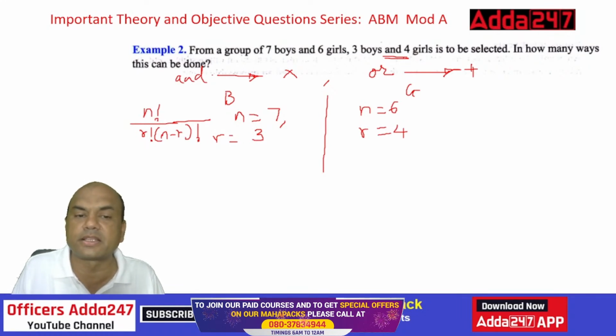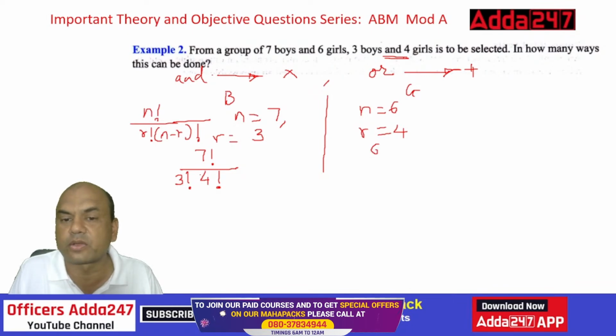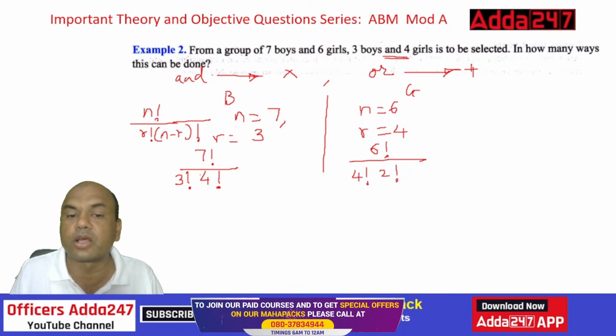So what is n factorial upon this? It will be like this: 7 factorial upon 3 factorial into 7 minus 3, so I'll directly write it 4. 4 factorial. Similarly over here, 6 factorial upon r factorial, 4 factorial into 6 minus 4, so that is 2 factorial. So now get the answer.